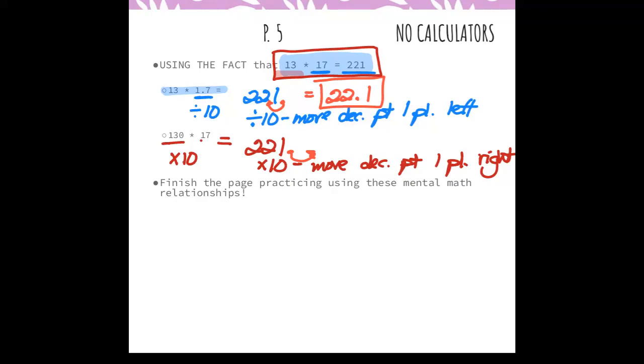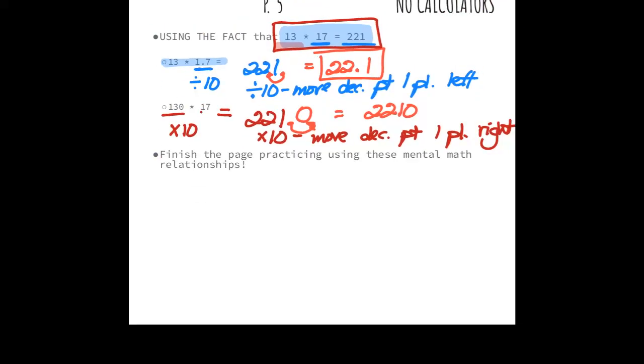All right. So moving that 1 place to the right means I need to add in a 0, which gives me 2,210. So we did those 2 yesterday. Okay. Not trying to beat a dead horse here.